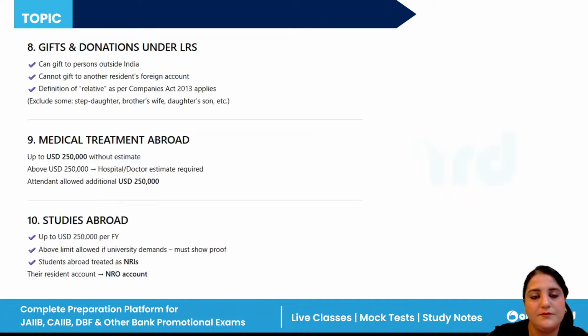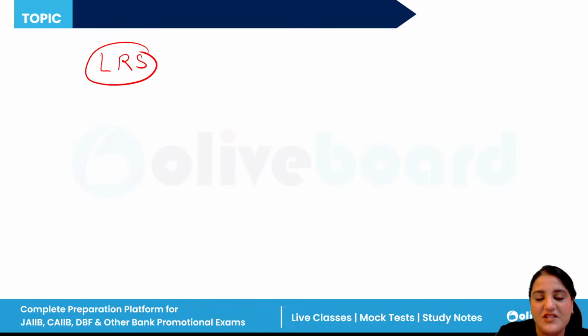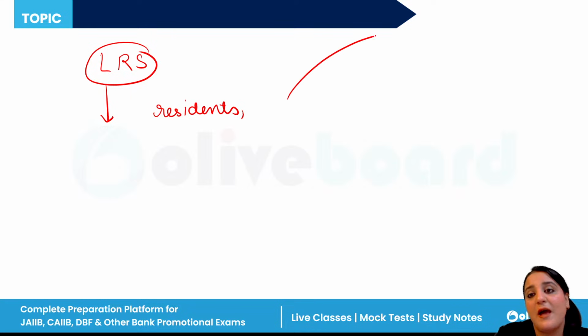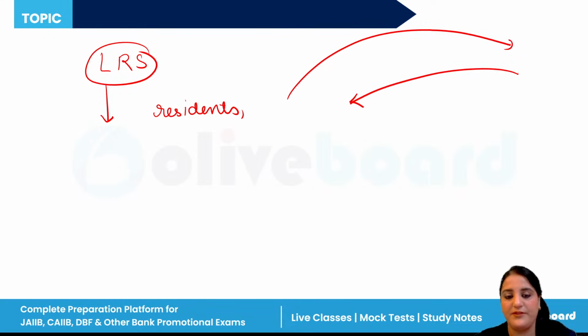Now, a very interesting chapter, LRS, the Liberalized Remittance Scheme. What is the Liberalized Remittance Scheme? This is the scheme which basically helps residents or companies to remit money or receive money in foreign currencies, but within a limit. Lots of things are happening in this. Let's learn about this very interesting chapter.